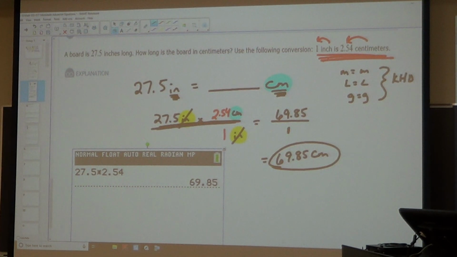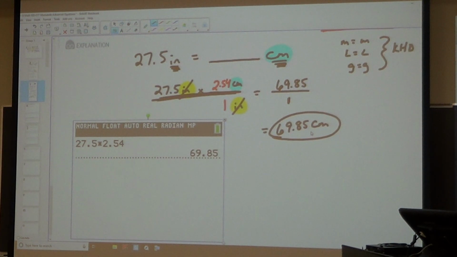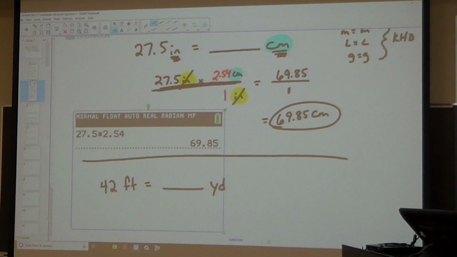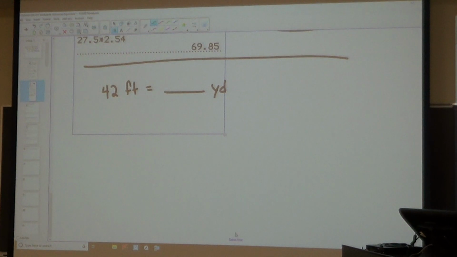Now, if I gave you a problem like this, Tamika, something without the answers, without the little things... hold on a second, let me think of one. Okay, if I gave you one like that, 42 feet equals how many yards?